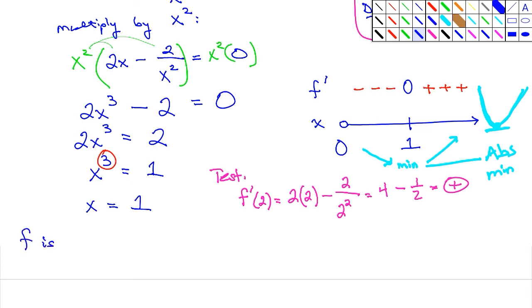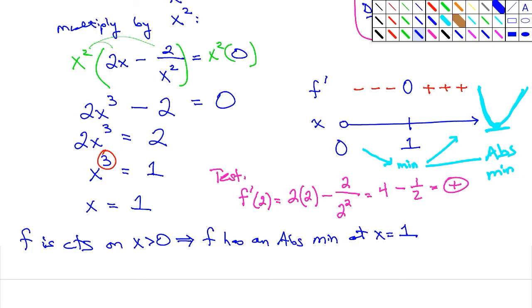F has to be continuous, CTS, on the interval for the domain. And because of that, F has an absolute minimum at x equals 1. And F has no absolute maximum.